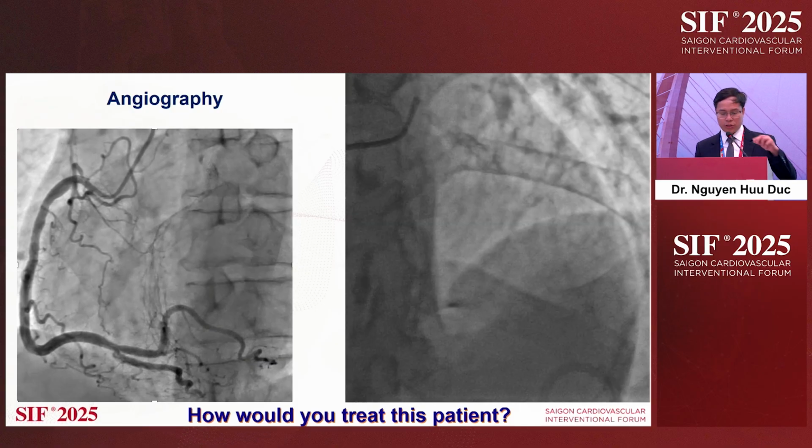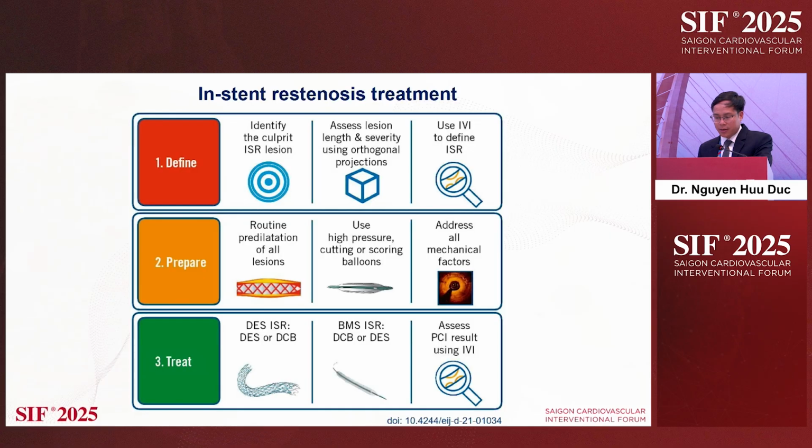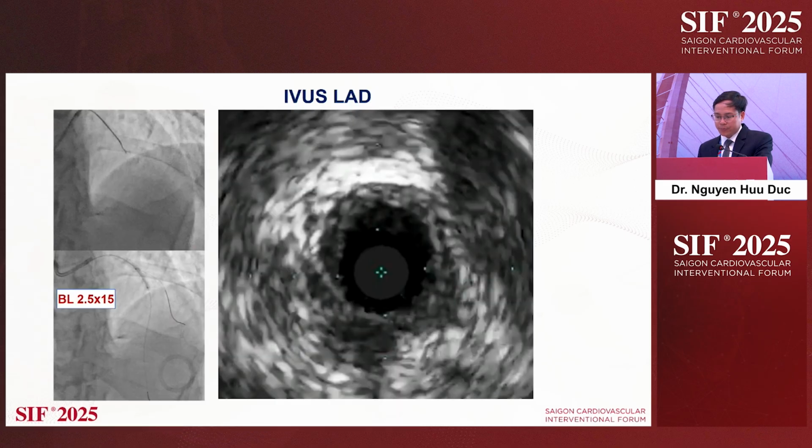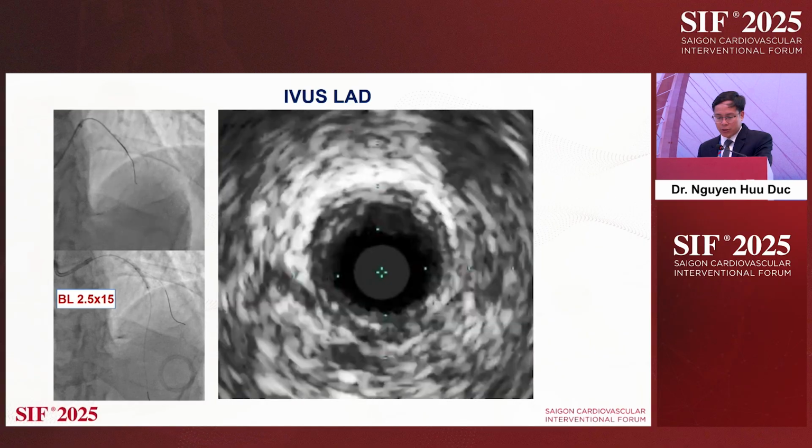So how should I treat this patient? For an in-stent restenosis patient, we need to use intravascular imaging like OCT to know the mechanism of the restenosis. We can prepare the restenosis with balloon, cutting balloon or scoring balloon, and routinely we can use DES or DCB to treat DES ISR. So we do PCI with the normal wire to go through the LAD. It's a subtotal occlusion.